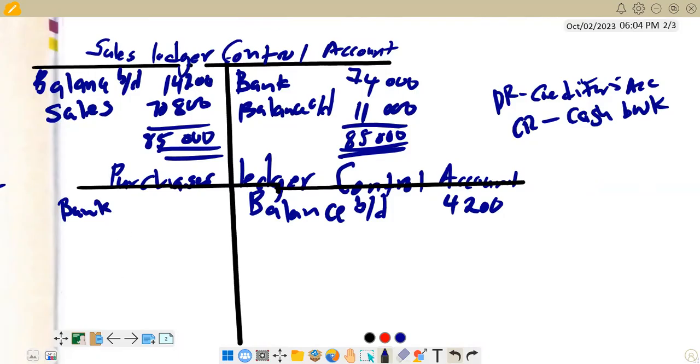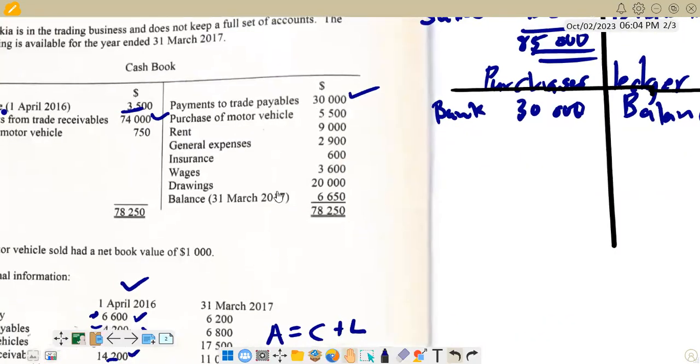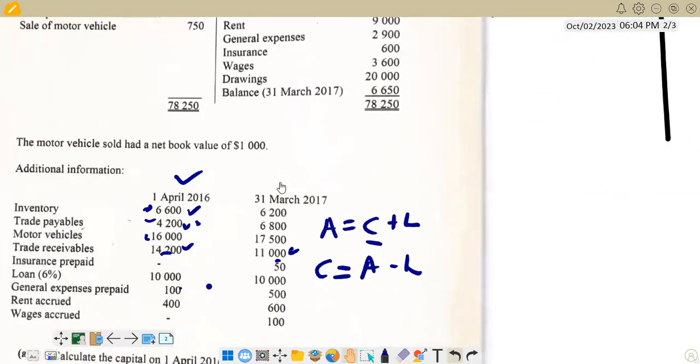So here we are just saying bank, and then the amount that was paid. Let's check the amount that was paid. The amount that was paid was 30,000. So we have 30,000 here. Right. So we are now left with the balance at the end of trade payables. So we go back again to check the balance at the end for trade payables. We check here at the end for trade payables, it is 6,800. That's the balance that we have at the end. So we are going to put our balance CD of 6,800 at the end.